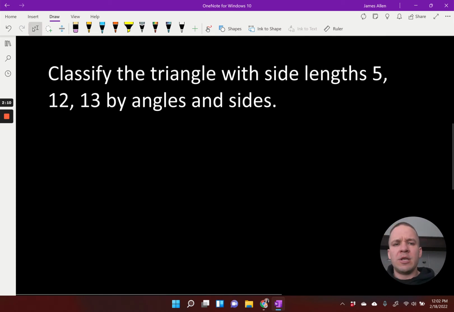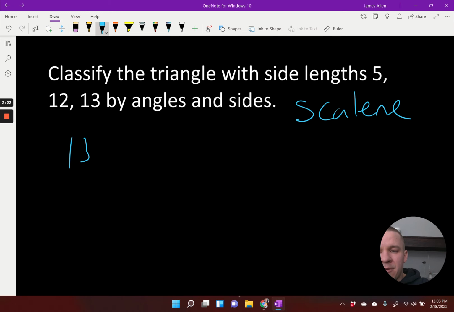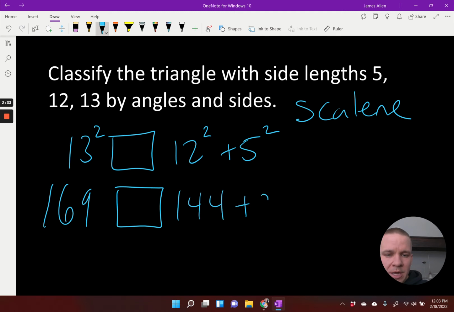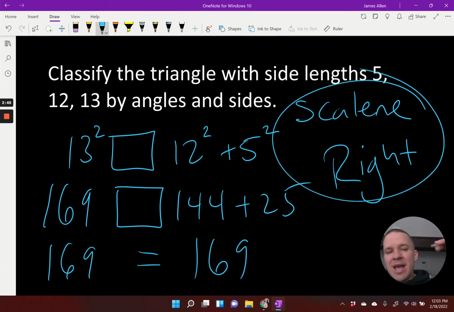Let's try one more. So here I've got classify the triangle with side lengths 5, 12, and 13 by angles and sides. Well, now I already know that this is scalene, because it's got all three sides different. And if I set up my Pythagorean converse here, I'm going to have 12 squared and 5 squared on the right-hand side. So I got 169, and then I have 144 and 25. If I add those two together, I get 169 equals 169. This is a right triangle. So it's right scalene or scalene right. I got by sides scalene, and I got by angles right because it fits the Pythagorean theorem.